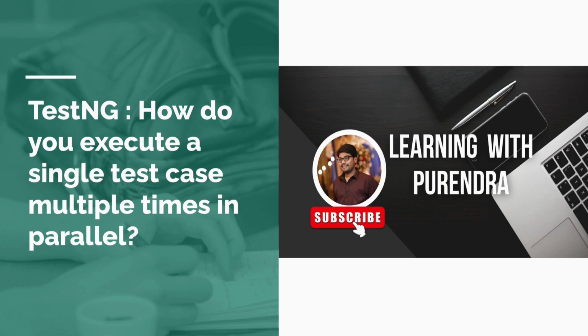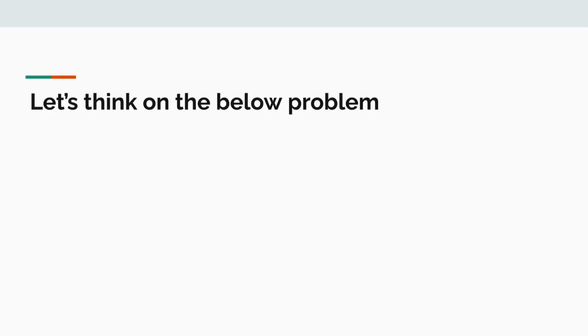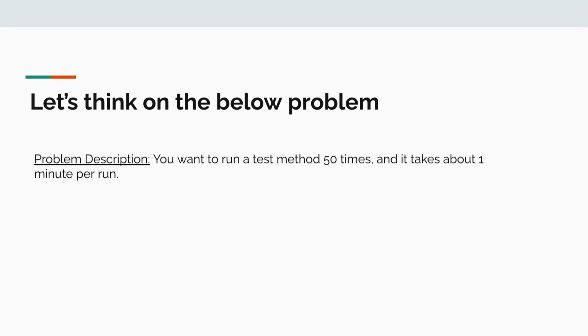Hello everyone. Today we are going to understand a problem statement: how do you execute a single test case multiple times in parallel? So let's think about the below problem. If you want to run a test method 50 times and it takes about 1 minute per run, what is the most efficient way to run the same method 50 times? This is my first question.